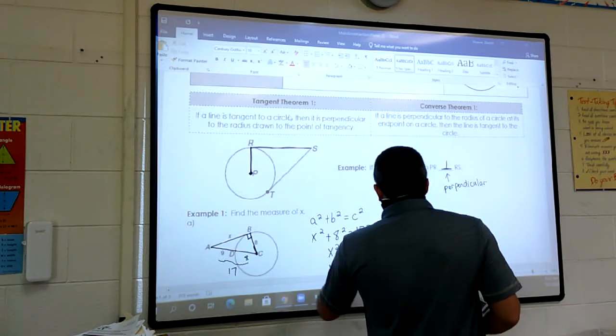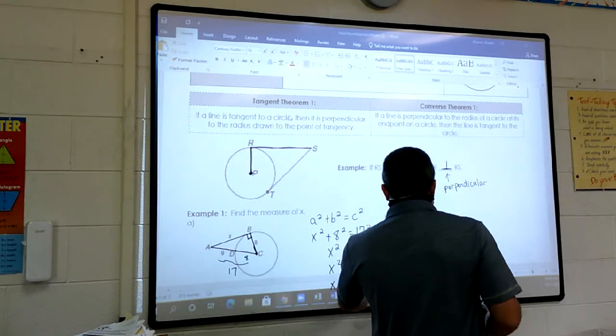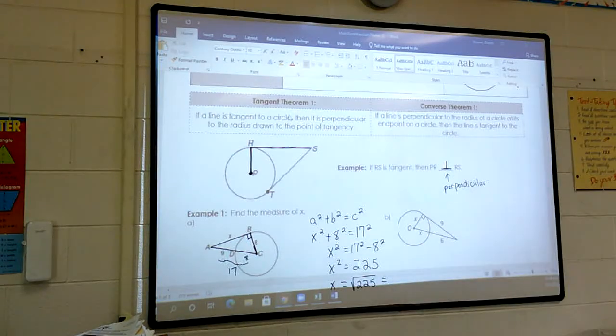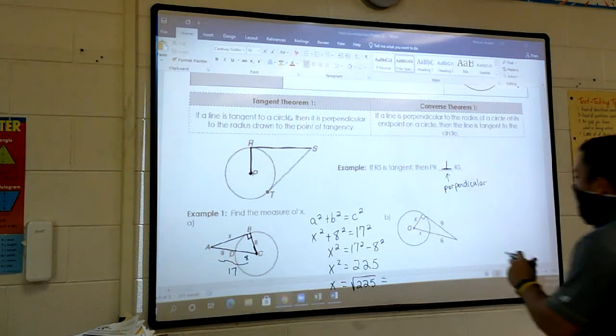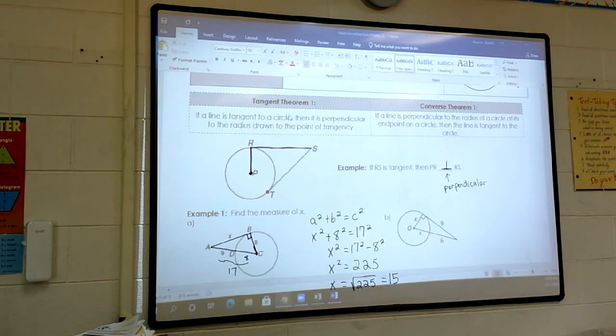225. And then to find x, we just take the square root of that. So we say, what is the square root of 225? And we just have to put that in the calculator again. We say the square root of 225 is 15. So x is 15. And we're done with example 1, part A. So we had to know it's a right angle. That made it a right triangle. And then we can use the Pythagorean theorem to find the missing side. That's all we had to do.